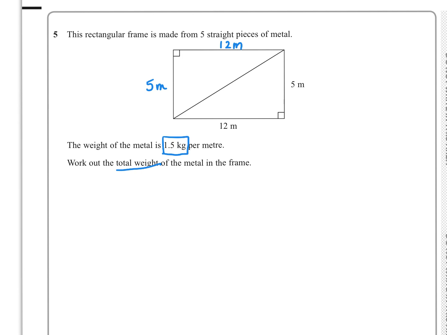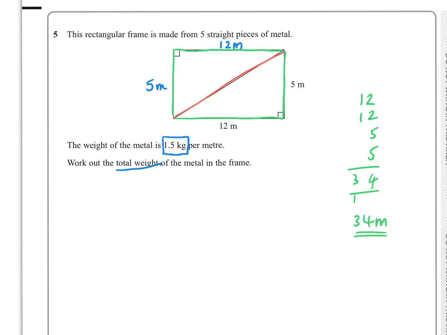So we know that 4 parts have been used so far, and that's this top part, this bottom part here, and the 2 side parts. And so what we have so far is 12 and 12 and 5 and 5. So that's 34 metres so far. So the only part that we need to work out is this part here. So we're going to use Pythagoras to do that.